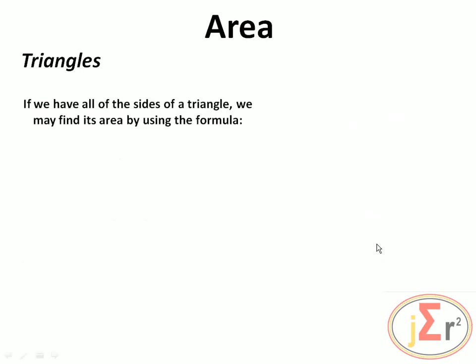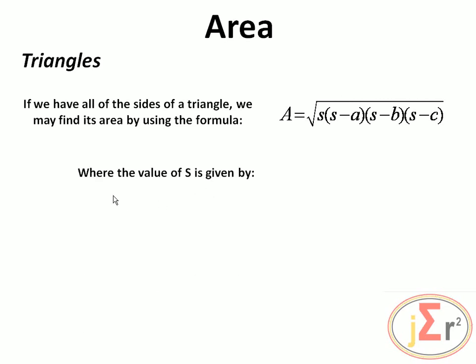If we have all of the sides of a triangle, we may find its area by using a particular formula. And that formula looks like more than a mouthful, because it is saying S multiplied by S minus A multiplied by S minus B multiplied by S minus C, and then taking the square root of all of that. What is S? What is A, B, C? Where the value of S is given by A plus B plus C divided by 2.